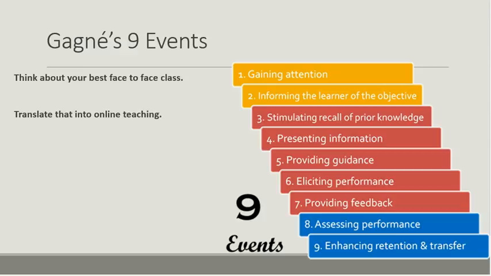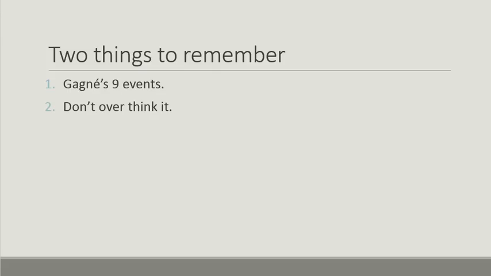So moving forward, there are 2 things that I would ask you to remember. 1, Gagne's 9 events, and 2, let's not overthink this.